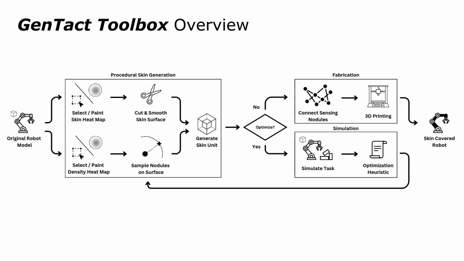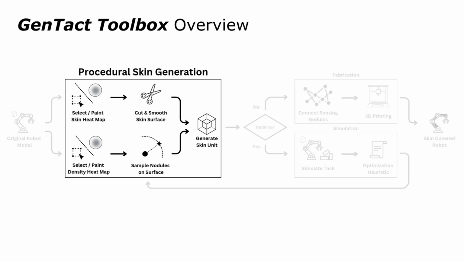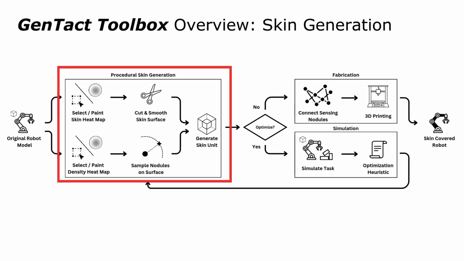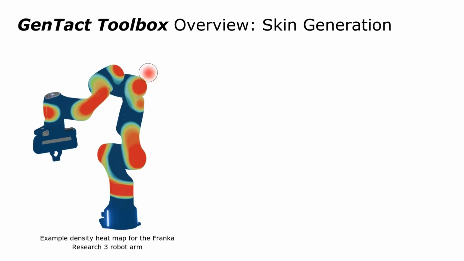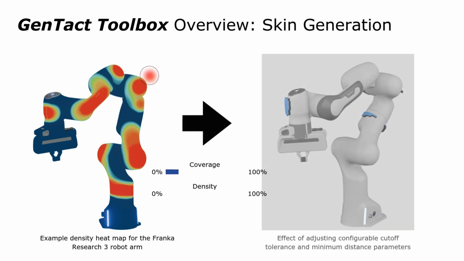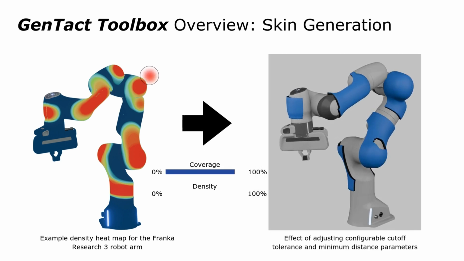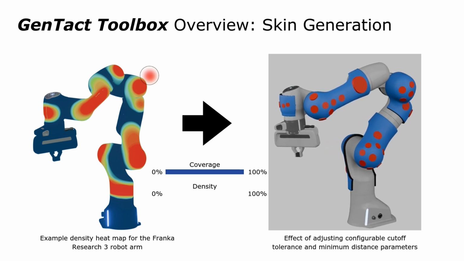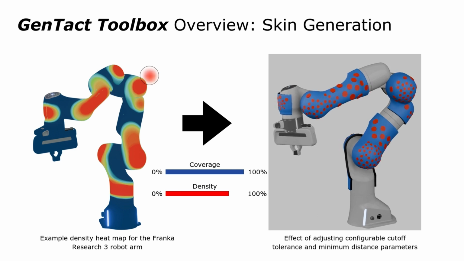The pipeline has three main stages: procedural generation, simulation, and fabrication. The first stage defines the skin unit by a set of geometric rules that describe its shape and density. Users start by selecting or painting a skin heat map and a density heat map over the surface of a robot. The skin heat map defines the geometry of the skin unit, and the density heat map defines regions of high and low sensor density. Scalar parameters can then be adjusted to rapidly reconfigure the skin unit.